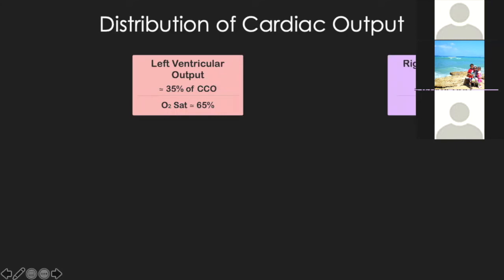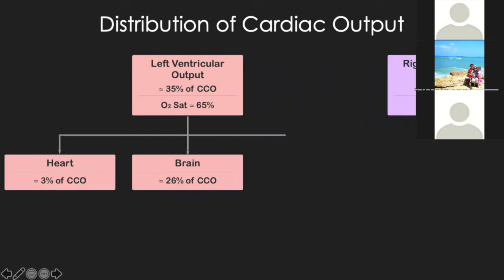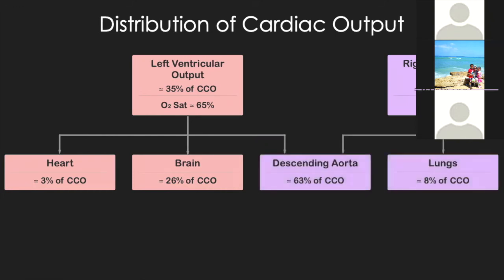Left ventricle produces about 35% of the combined cardiac output, so about 1/3, and right ventricle 2/3, okay? The heart takes about 3%, and the brain takes about 26%. So heart and brain take almost the entire volume produced by the left ventricle. So the highly oxygenated blood goes almost completely to the heart and brain. Nothing else benefits, almost, okay? A tiny bit left joins the descending aorta, that's 63%, okay? 8% goes to the lungs.